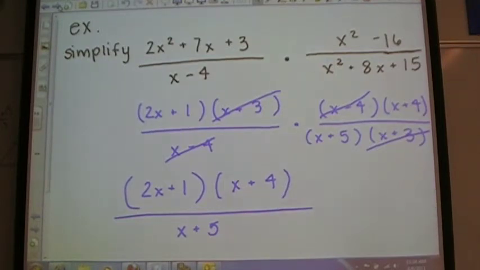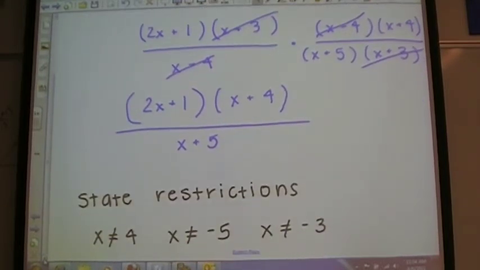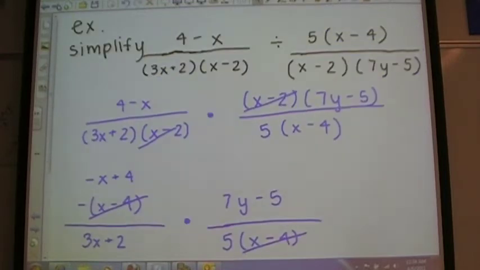Now what are my restrictions here? Negative 5 and negative 3. x cannot equal negative 5, x cannot equal negative 3, x cannot equal 4. So you have 3 restrictions. Which one is the difference of squares? x squared minus 16. So it's x minus 4, that one? Yeah. Okay, so here are my restrictions. x cannot equal 4, x cannot equal negative 5, x cannot equal negative 3.